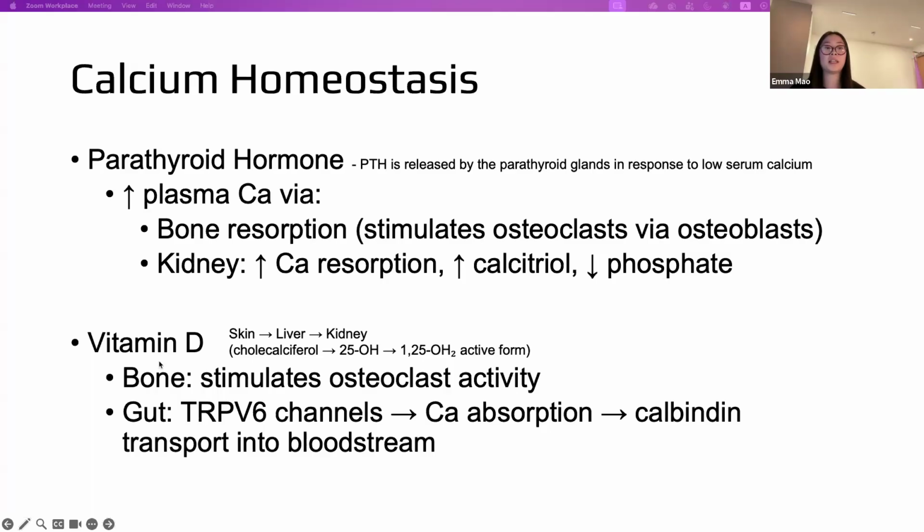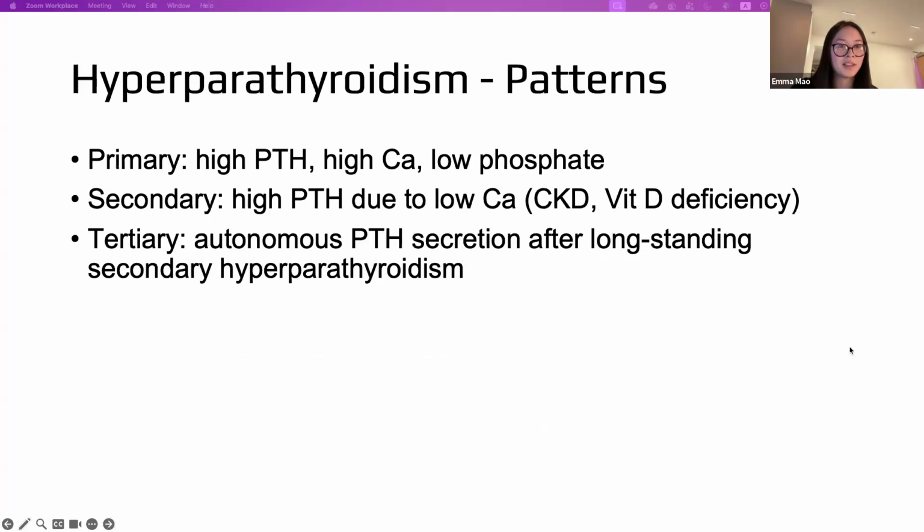Then we also have vitamin D. So here's the process of activating vitamin D. Vitamin D acts on the bone and also the gut as well. And these work to maintain calcium homeostasis.